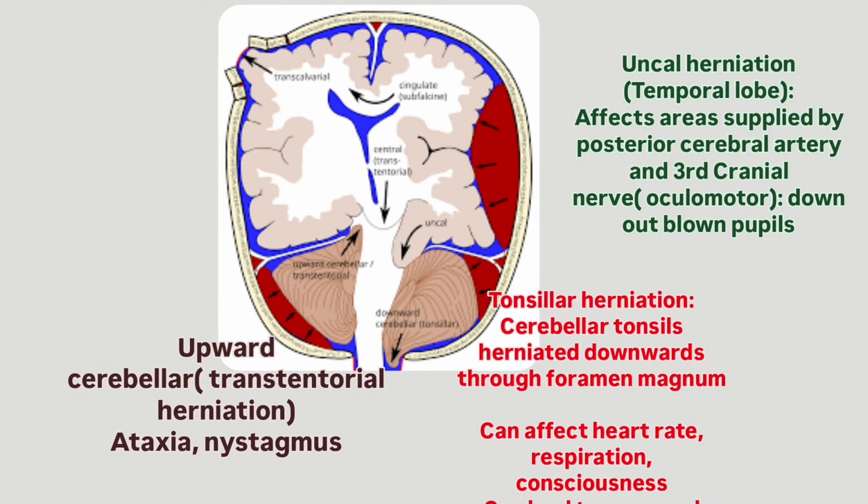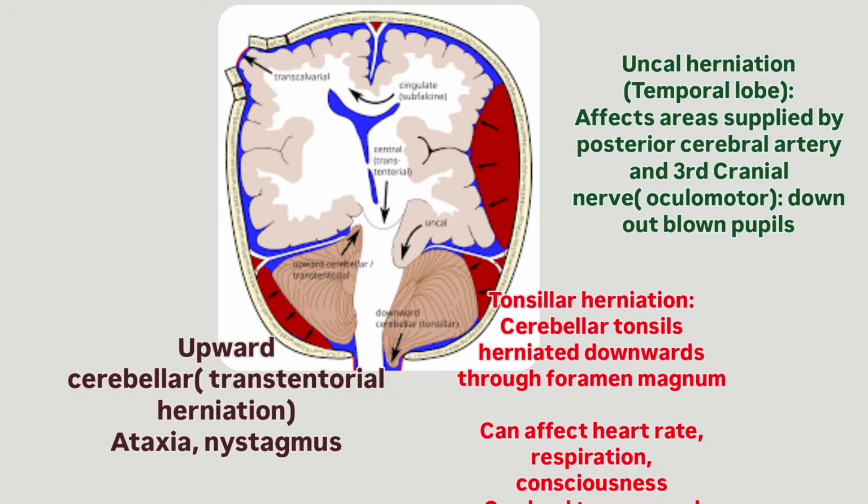Another one is the uncal herniation, which is the herniation of the uncus in the temporal lobe below the tentorium cerebelli. It affects the area supplied by the posterior cerebral artery and the third cranial nerve, that is the oculomotor. So it causes a down and out blown pupil.